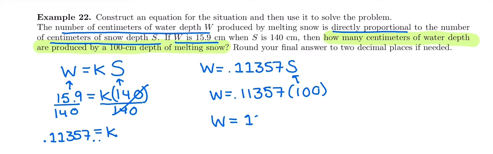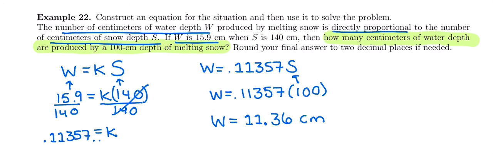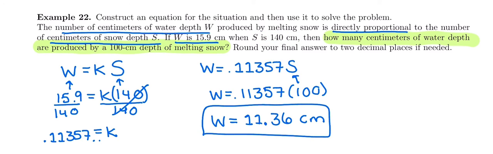So we're going to get 11.357, or about 11.36 centimeters as our water depth. That is directly proportional to the amount of snow that has fallen. So we were given that when 140 centimeters of snow had melted, we got 15.9 centimeters of water. Now we just had 100 centimeters of snow, so a little bit less than 140, and we had a little bit less water left over when it melted. So those answers seem to make sense compared to what I was given in the prompt for information.